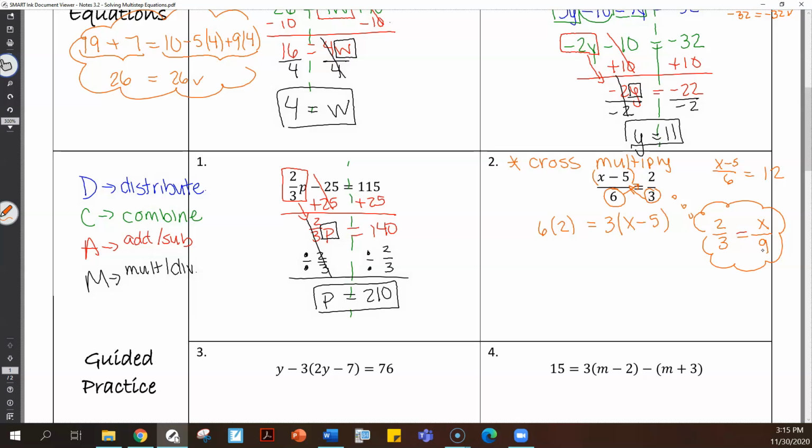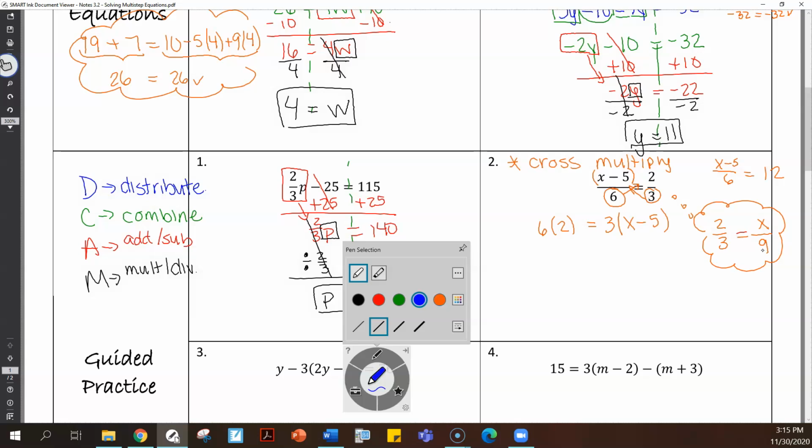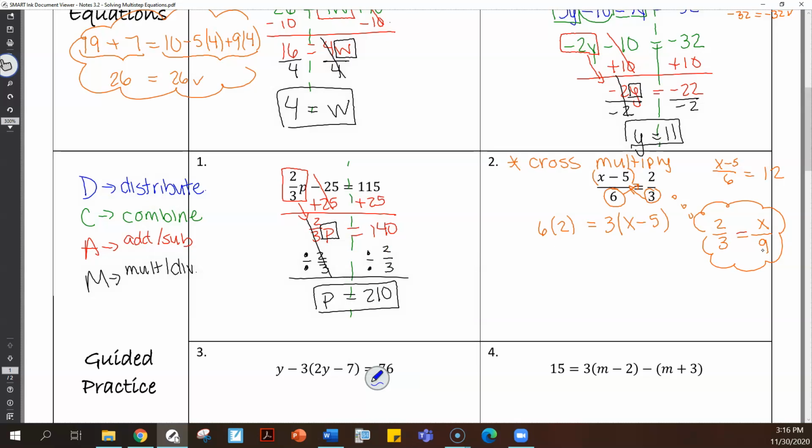Okay? Once you write it like that, now you can follow Don't Come After Midnight to solve this. My first step is to distribute. I do need to distribute in number 2 because I do have those parentheses that I need to get rid of. So I'm going to multiply my outside number times my inside number. 6 times 2 equals 12. My equal sign comes down.